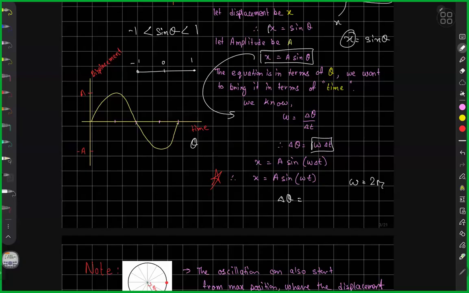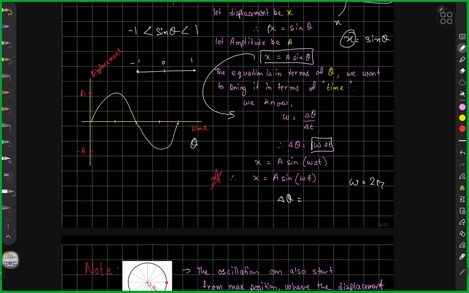By the way, sir, I want to ask here, what's the unit of angular frequency? Yeah, radians per second. It's the same as angular velocity. It's the same thing. Everything is the same. It's just that we have given a different name.